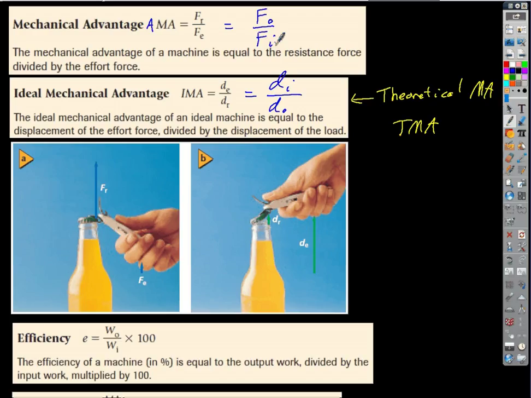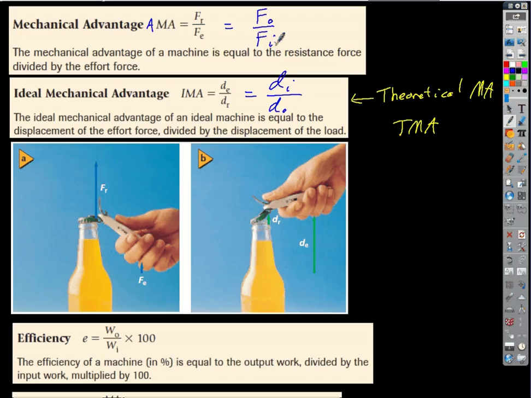Usually increases the output speed. So, okay, it's increasing, so what we're going to find is that work is force times distance, right? So in a perfectly efficient machine, the amount of input work is always going to equal the amount of output work. It doesn't sound like you're gaining anything.